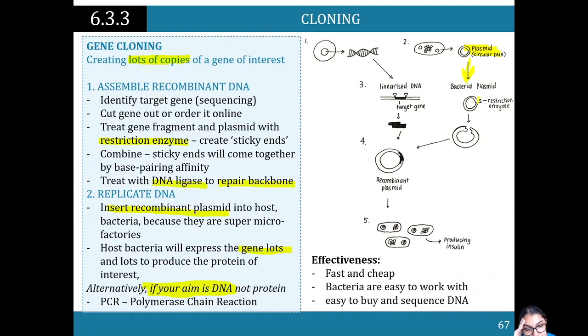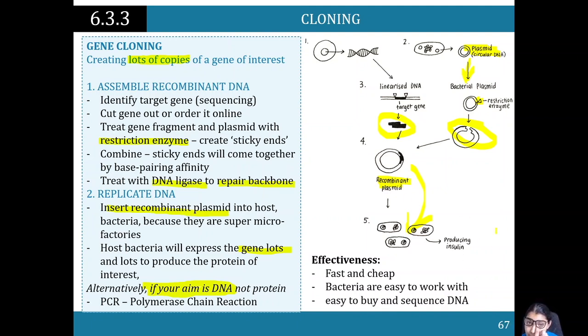We're going to put a restriction enzyme in it so that we can cut it open at a specific spot. We've got the linearized DNA with our target gene, and we're going to put the two together, and that's going to lead to a recombinant plasmid. We're going to pop this into bacteria, and this has been used to produce insulin.